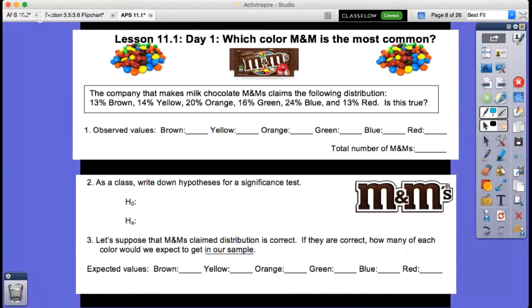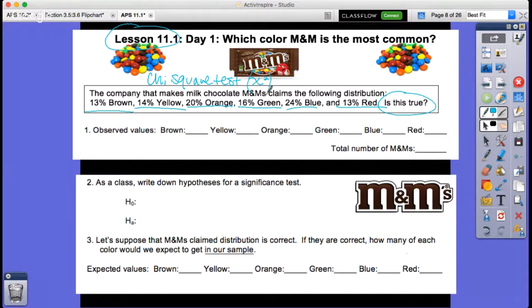There's a company that makes milk chocolate. You may have heard of them, called Mars. And they claim the following distribution: 13% brown, 14% yellow, 20% orange, 16% green, 24% blue, and 13% red. Is this true? That is the question. We're heading into chapter 11, called a chi-square test. That's kind of our symbol there.